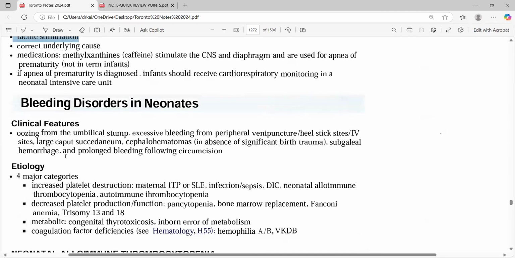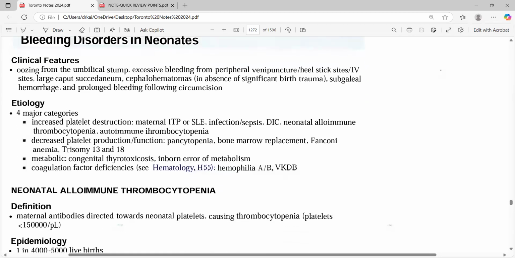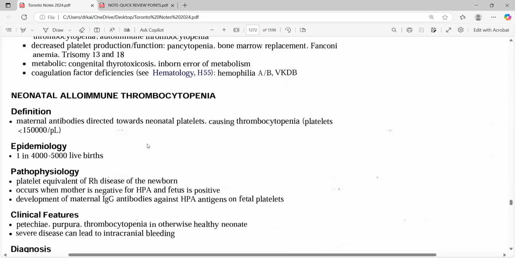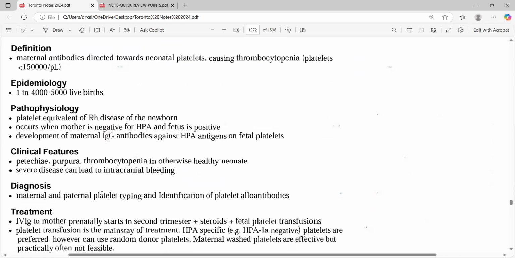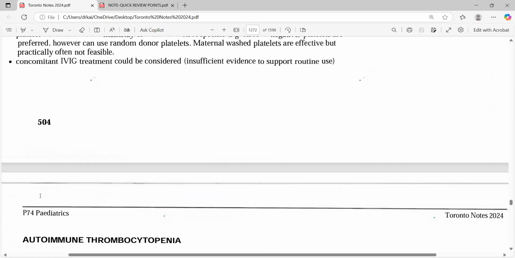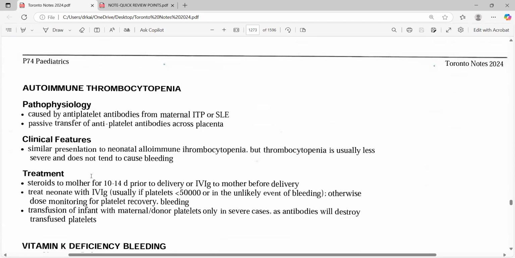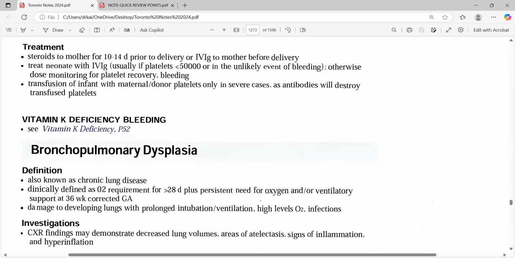Okay. Then we talk about the bleeding disorder. Because of the vitamin K, they can give you that the baby was not born in the hospital. That can give you an idea that he was not given anything. Thrombocytopenia presents with petechiae and purpura. IVIG is the one that is given. Autoimmune presents with the mother having the problem, so steroid to the mother. So those cases. Then the vitamin K one.